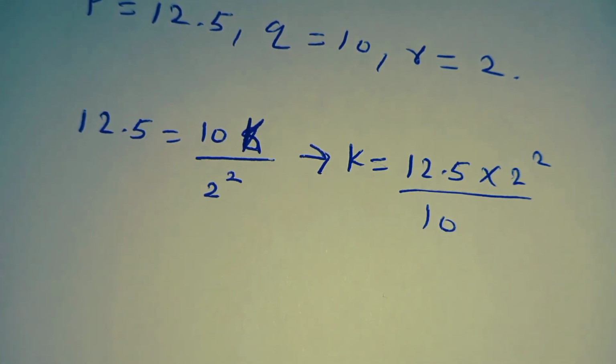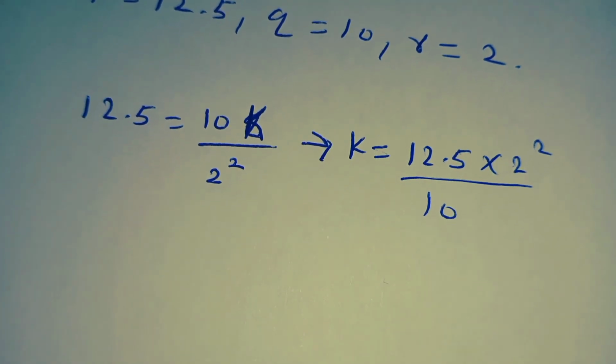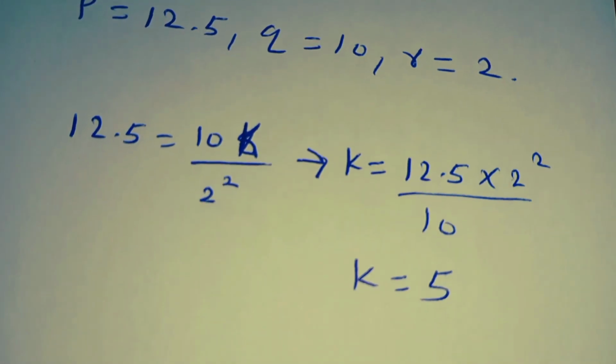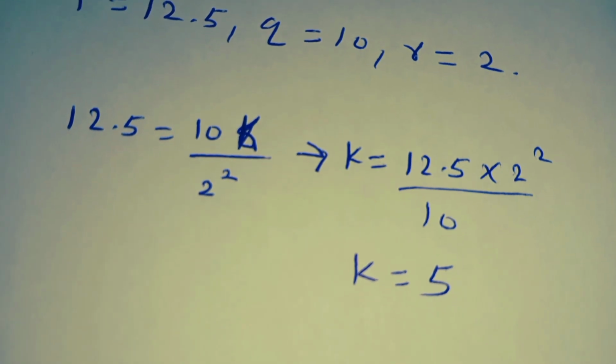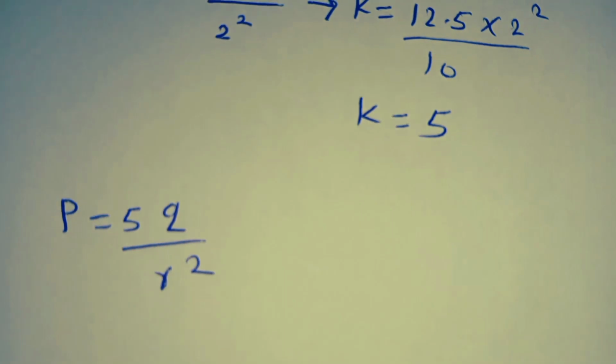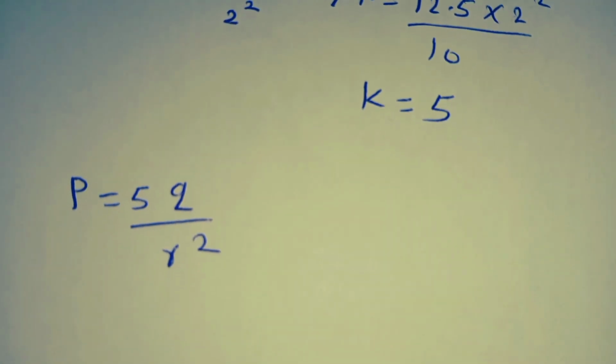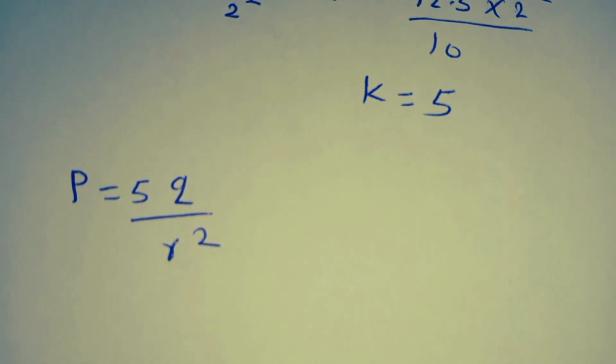12.5 times 2 squared is 50. 50 divided by 10 is 5. So K is equal to 5, and the equation connecting P, Q, and R will be P is equal to 5Q divided by R squared.